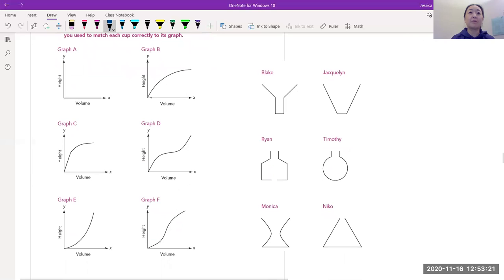I'm noticing right here, this goes fast and then it slows down a bit, but this one needs to be more drastic, right? So I'm thinking C right here. It goes really, really fast and then slows down, right? The height of the water will slow down because it has to cover more, it has to fill up more volume, right? So this one is going to be Blake's right here.